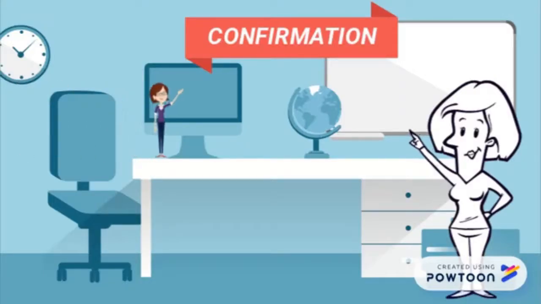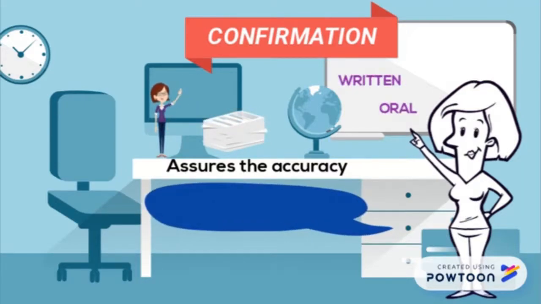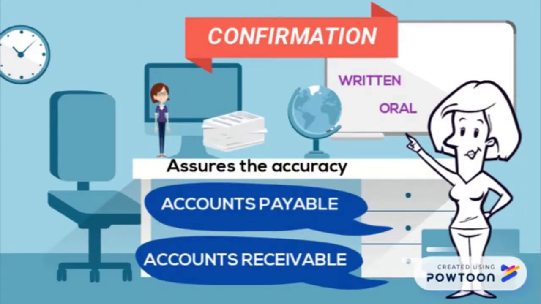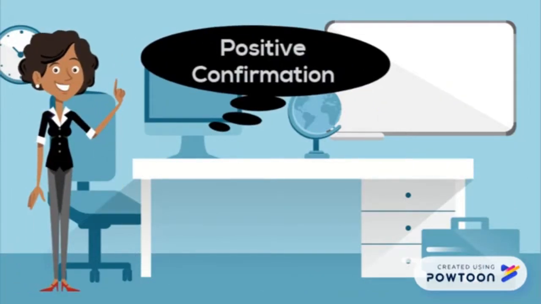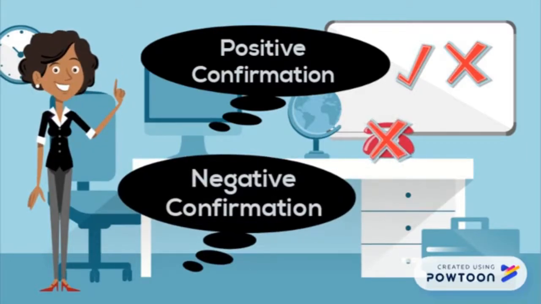Confirmation comes from an independent third party who assures the accuracy of the information requested by the auditor. The response can be in the form of written or oral. When audits related to accounts payable and accounts receivable are conducted, confirmations are most likely to occur. One of the types of confirmation is positive confirmation. The third party is required to respond to the auditors regardless of whether the amount is correct or incorrect. Next, negative confirmation. The third party doesn't have to contact the auditor to confirm the information and responds only if the amount stated is incorrect.